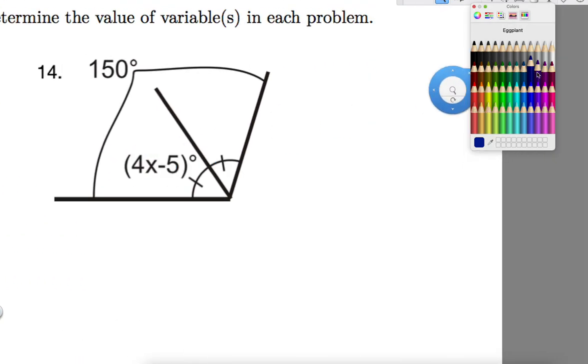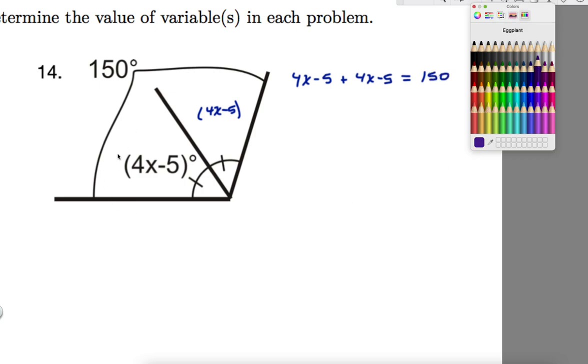Boom, let's take a look at 14. I've got this angle is 150, and I know that this segment is bisecting the 150 right here. There's a couple ways we can write this. We know these are both congruent, so that means that this is also 4x minus 5, right? So you could say 4x minus 5 plus another 4x minus 5 has to add to 150. Okay, that's a good equation.